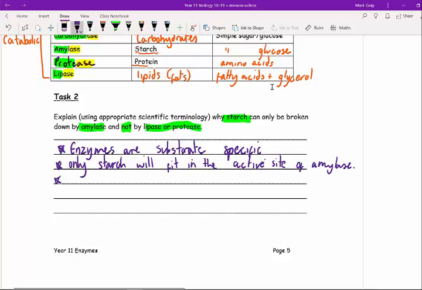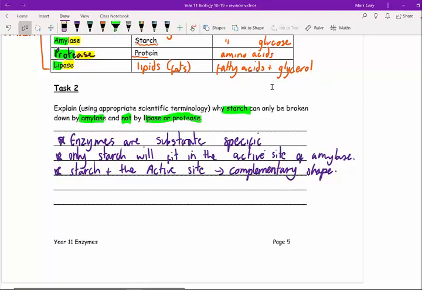And this is because starch and the active site have a complementary shape. Now, if we wanted to add more detail, we could say that starch can't fit into the active site of lipase or protease. And that's how that happens.